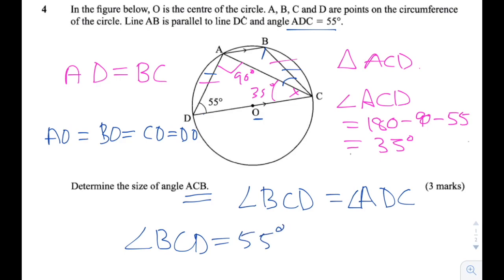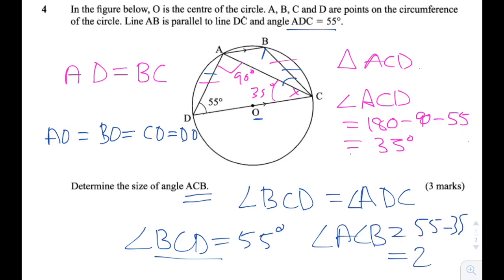We also know that if we take away an angle that we do know, ACD, from angle BCD, we will get the angle that we're looking for, which is ACB. So that means that angle ACB is equal to 55 minus 35. So the answer to the question is 20 degrees.